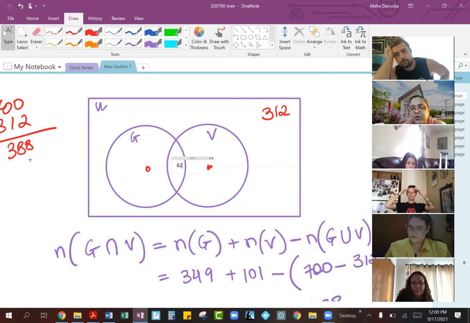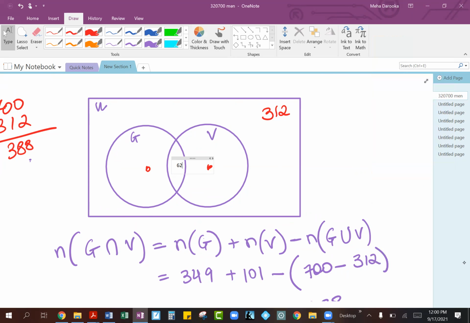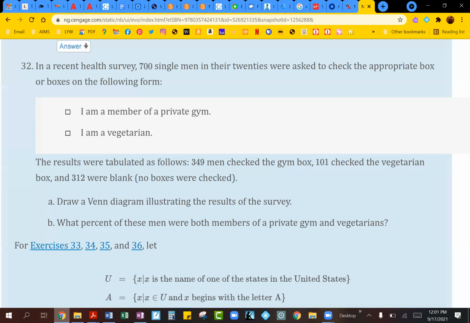So I can see what you're doing over there. Yeah. So in this example, it definitely works out. But again, just remember, it depends on what information was given to you, what was shared with you. Sometimes that will work, sometimes it will not. But in this example, it definitely works out. Now, the question in the example is just asking you to find out what percentage of these men were both members of the private gym and vegetarian.